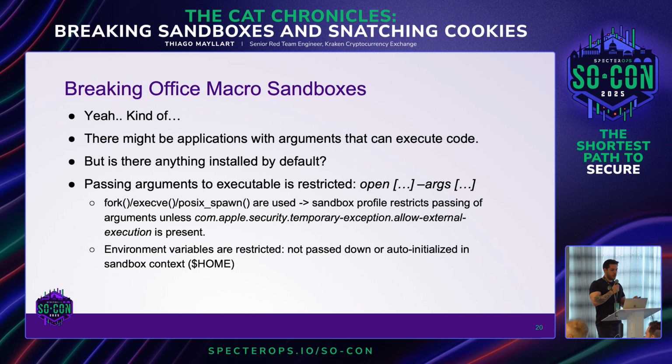So let's look back at the open command. If you try to pass arguments using the open command, most of the time it's just going to invoke these three specific functions: fork, execv, and POSIX-spawn. All of these functions just filter. They pass through the sandbox profile, and they check for the specific entitlement for allow external execution. If this entitlement is not set, your application is just going to be denied to spawn or execute anything, right? And again, environment variables are just filtered and pre-initialized in the sandbox context.